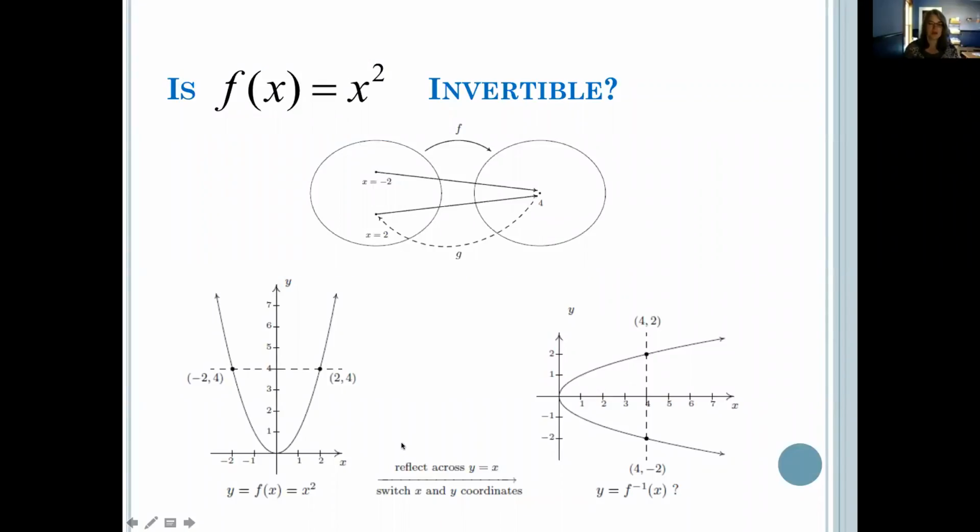All right, so let's talk about an example here. f of x equals x squared. Is it invertible? In other words, what we're really asking here is, is the inverse, f inverse, a function?